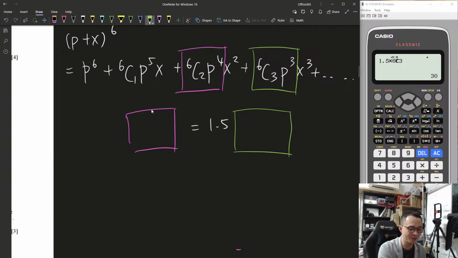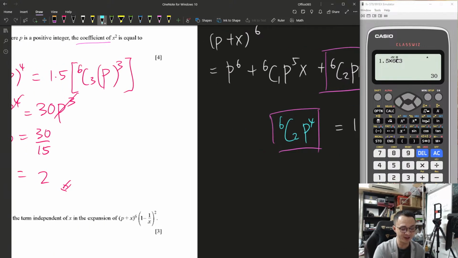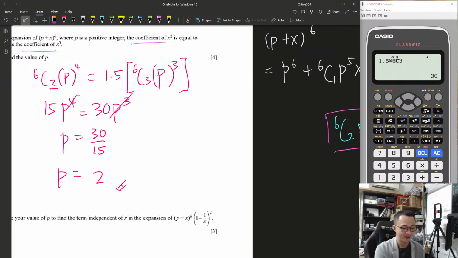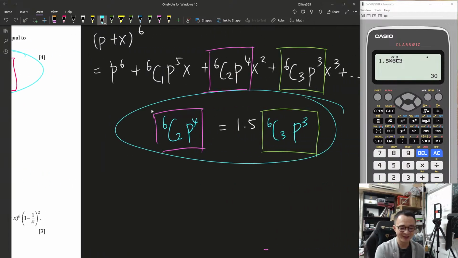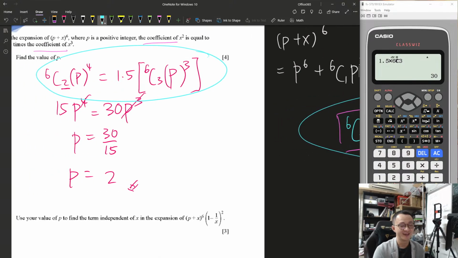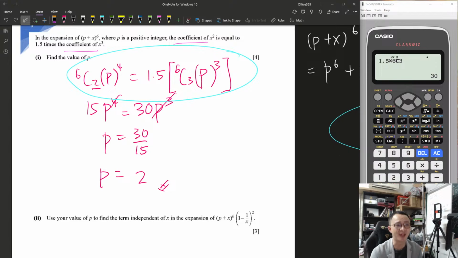So this is the reason why just now I didn't expand all the terms here, but straight away took out this one. So I get 6c2, p4, and 6c3, p3. If you see carefully here, you realize whatever I have here is the same as this one. They are the same, isn't it? So if you know how to straight away take the terms, then it actually saves you a lot of time.